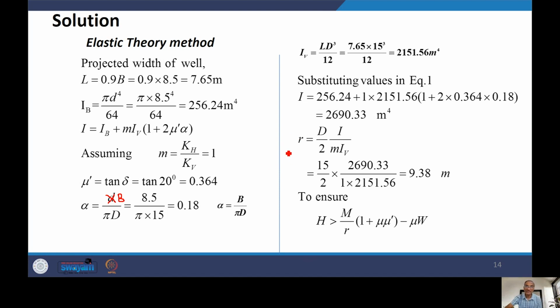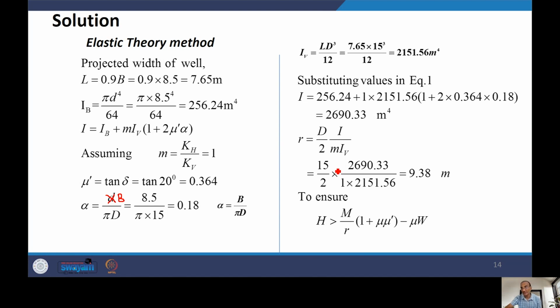Let's say radius R, which is D by 2 into I by IB. So once you put the numbers, D equal to 15, which is the depth of the well, 15 meter, over 2, and I and IB are also given. So in that case, you can have this radius equal to 9.38 meter. Now we are done almost with this. So we go to the checks.